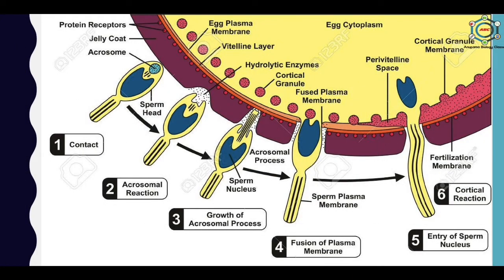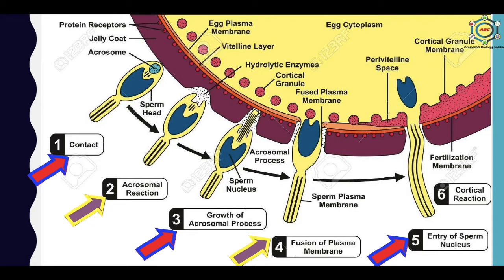Here, in this picture, you can see the complete process of the acrosomal reaction. Here, contact occurs of the sperm to the egg membrane, then the acrosomal reaction, then growth of the acrosomal process, then fusion of the plasma membrane, then entry of the sperm nucleus, then the cortical reaction occurs. So this is the complete process.